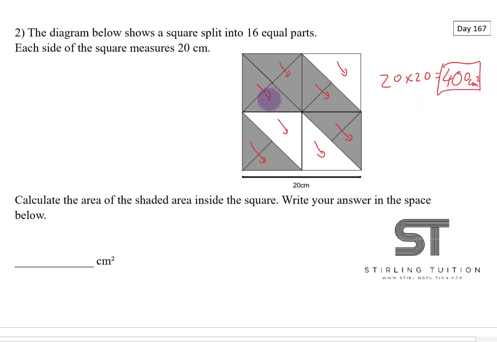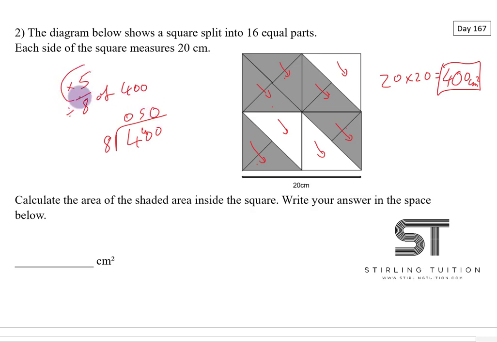But we don't need the whole area. So of the 8 sections, how many of those sections are shaded? 1, 2, 3, 4, 5. So we actually just need 5/8 of 400. Okay, so simple, divide by the bottom, times by the top. So 400 divided by 8. 8 into 4 doesn't go, 8 into 40 goes 5, 8 into 0 goes 0.